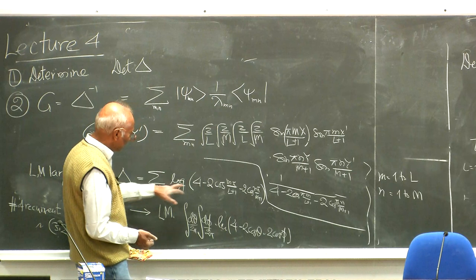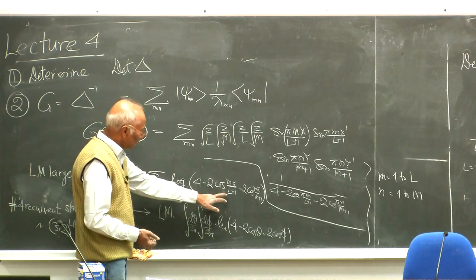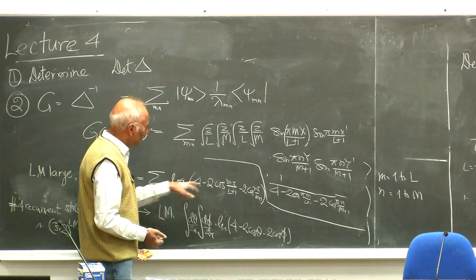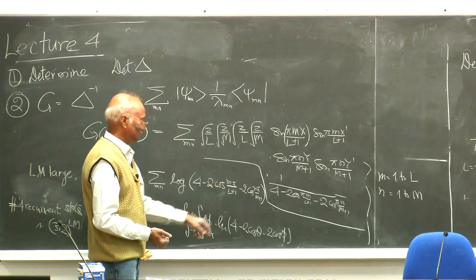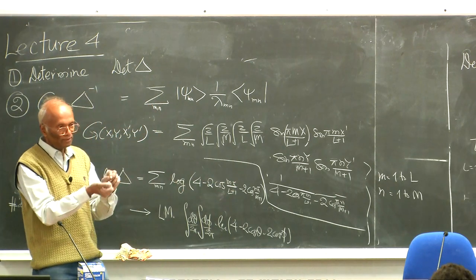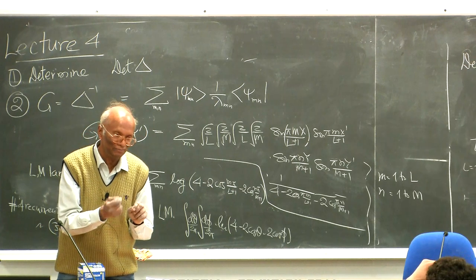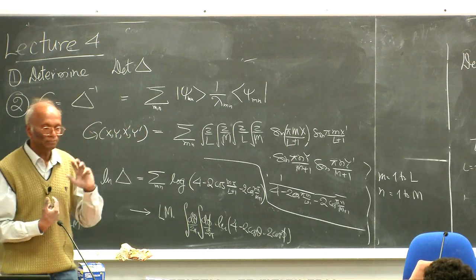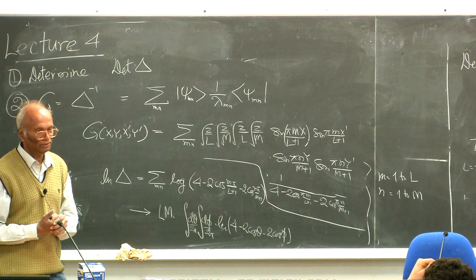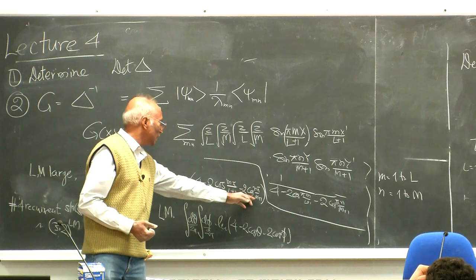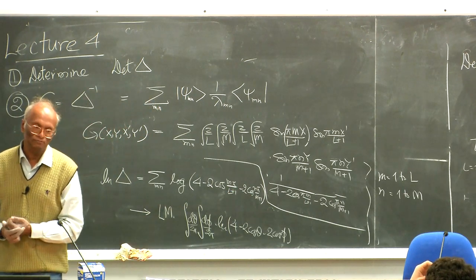So firstly, this thing becomes a summation over L. But now, if L is large, I'm doing a log sum. So I call this theta. This summation is over some discrete values of theta, which change very little for each term. So I can replace that summation by an integral over d theta. And the summation over M can be replaced by an integral over d phi. Okay?